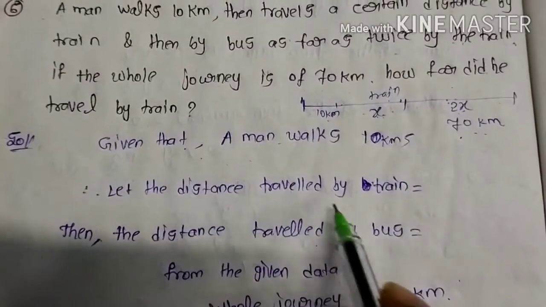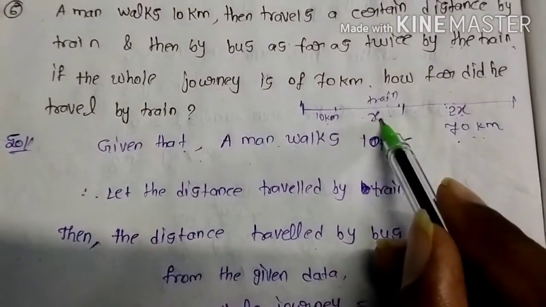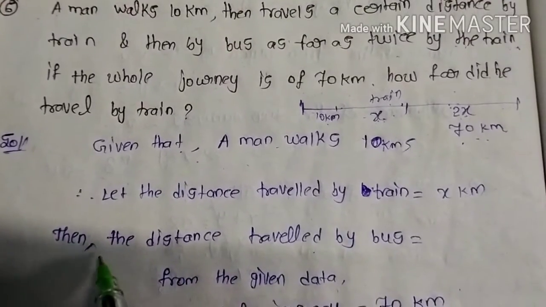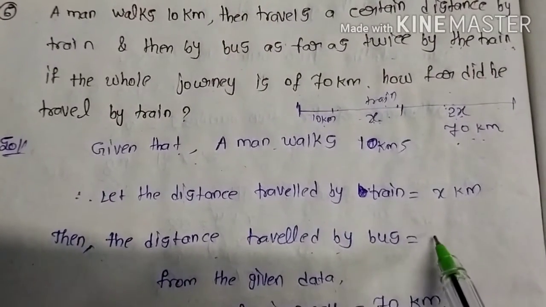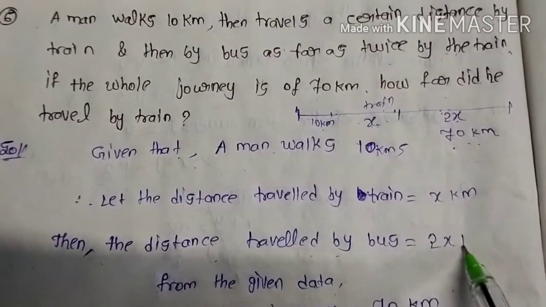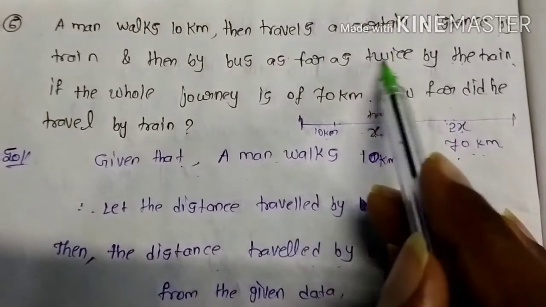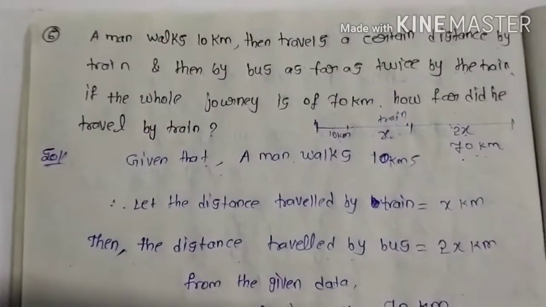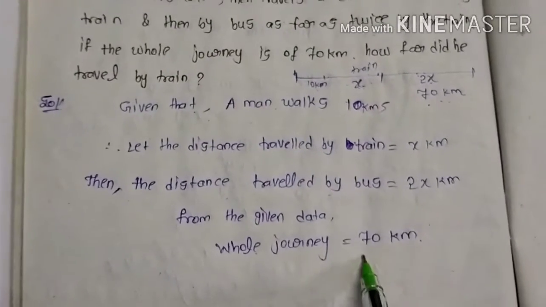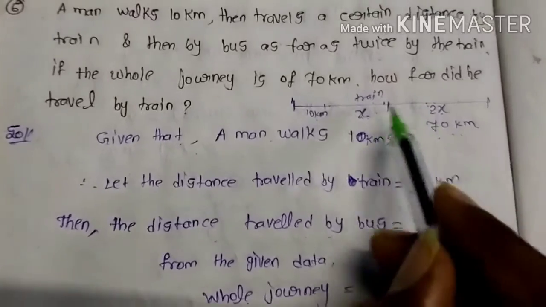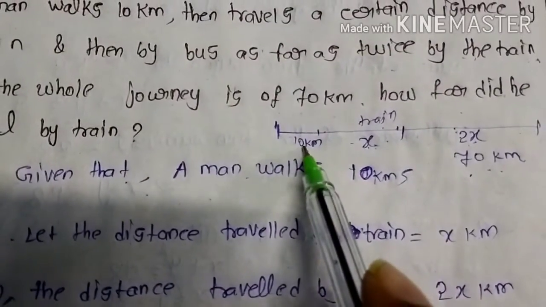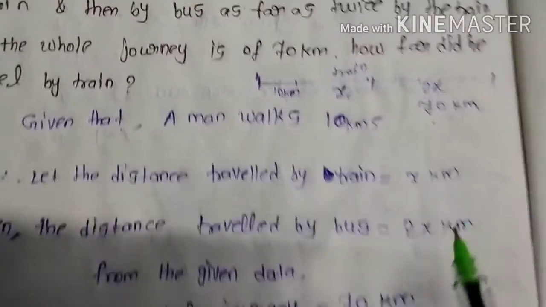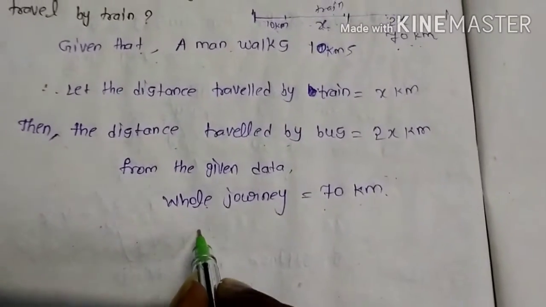After that, let the distance traveled by train be x kilometers. Then the distance traveled by bus is equal to 2x. Why? Because the bus goes as far as twice the train. From the given data, whole journey is equal to how much? 70 kilometers. That means whole journey means 10 plus x plus 2x. That means total is equal to how much? 70. You can substitute here, very easy problem.